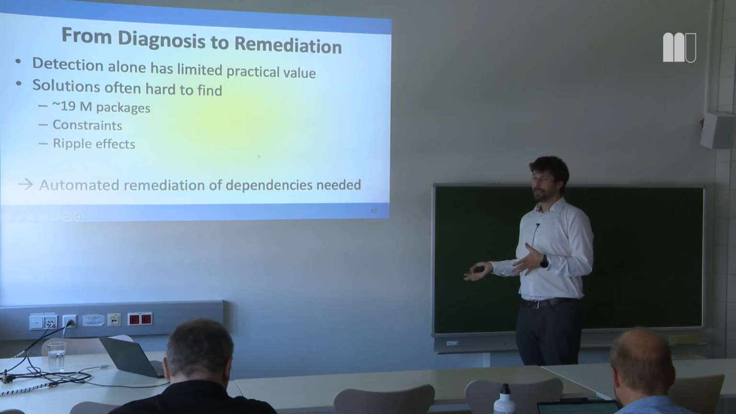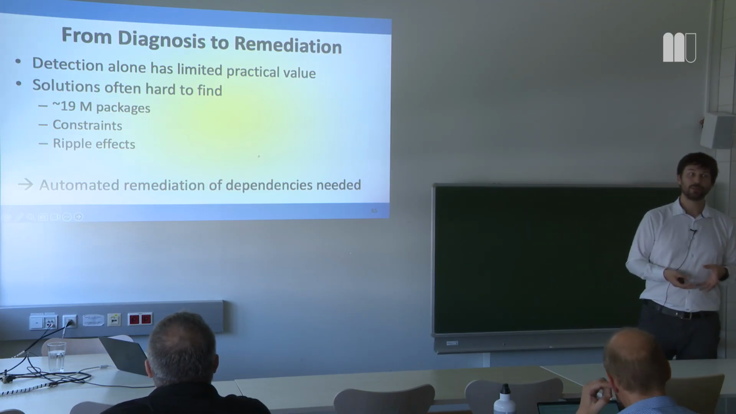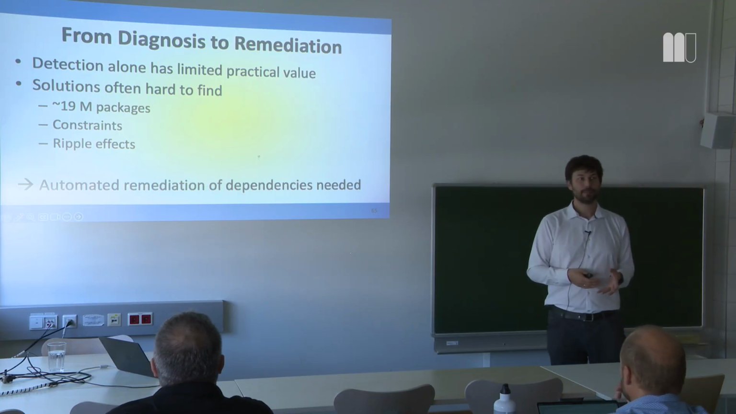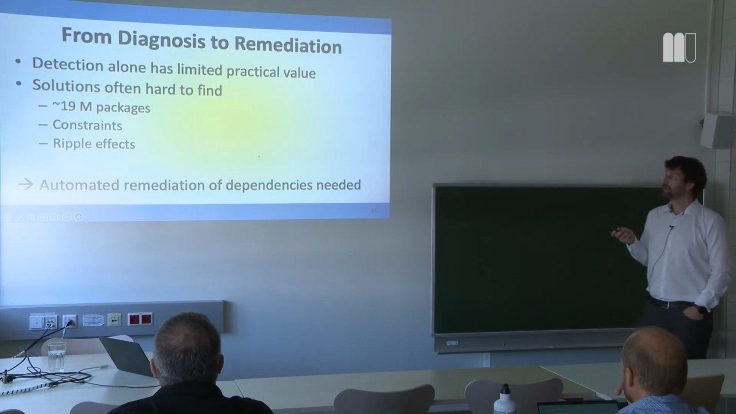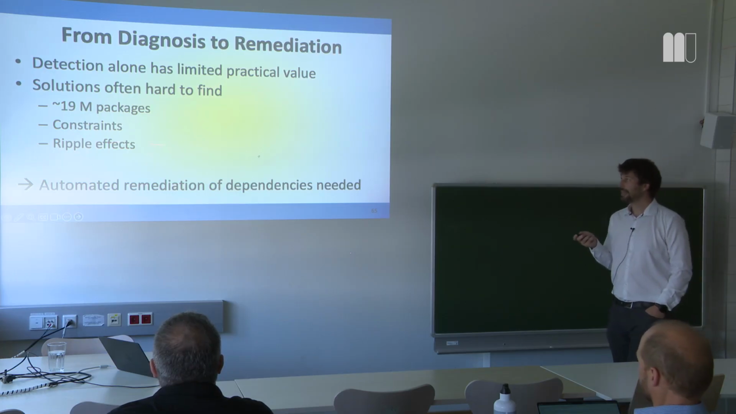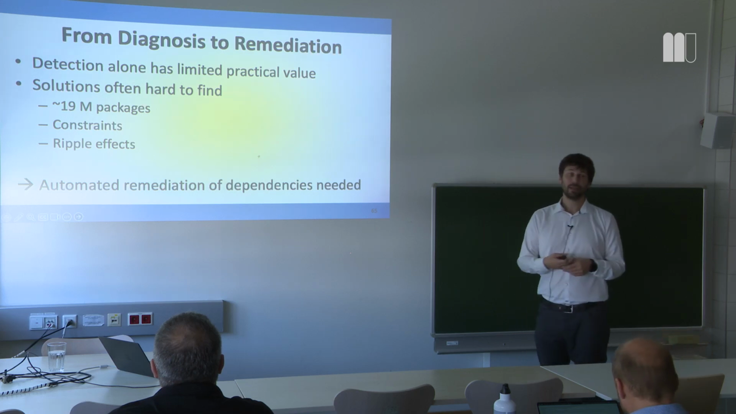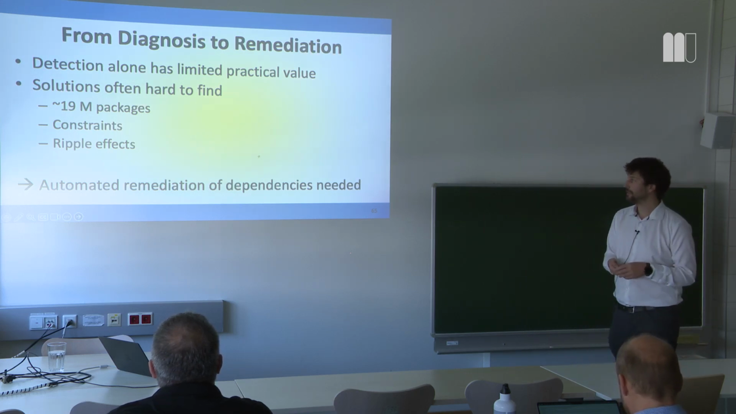Speaking from this detection, we are quite good with that. However, what we want is the remediation, so coming from a bad situation to a good situation back again. So this means we need to find a solution, as I said before, because of constraints of ripple effects and the huge number of packages in the Maven universe. The automated finding is really, really helpful, because developers will have hard times to select the correct dependencies.